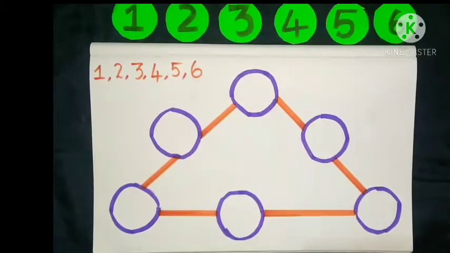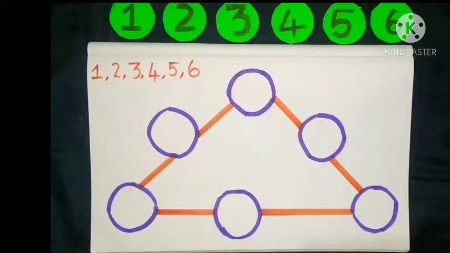In the question, they are asking to arrange the numbers 1 to 6 so that you get the same sum on all its sides. Now let's find. Each side of the magic triangle adds up to 12. In a similar way, you can find any number when the sum of each side remains the same.